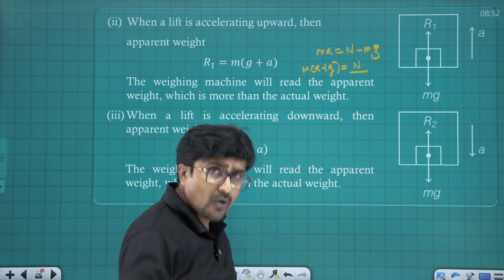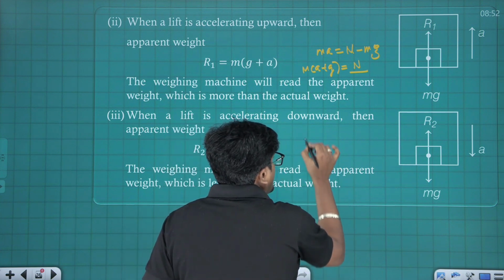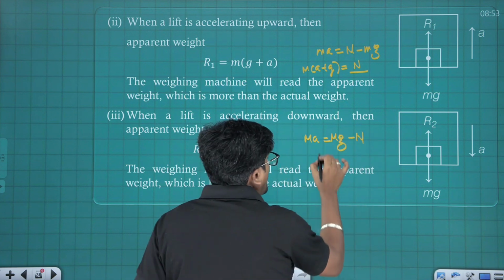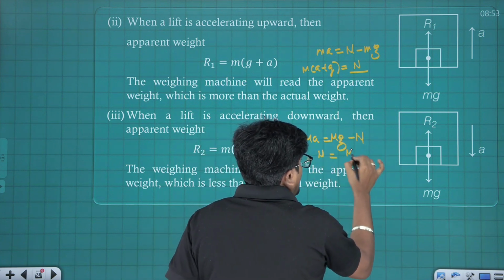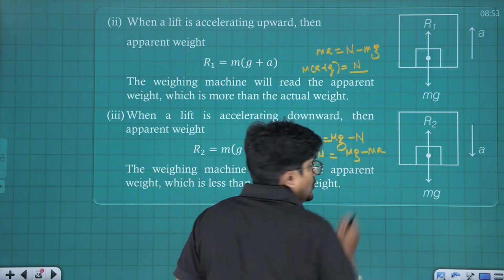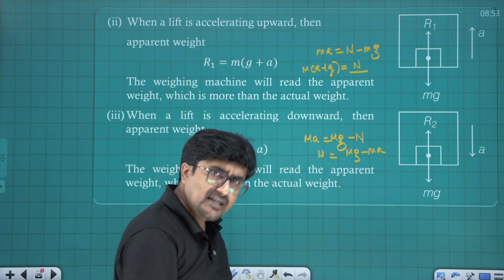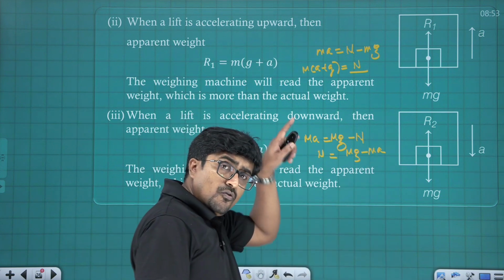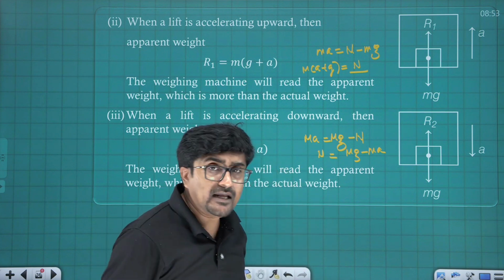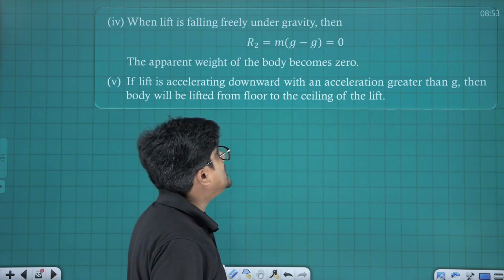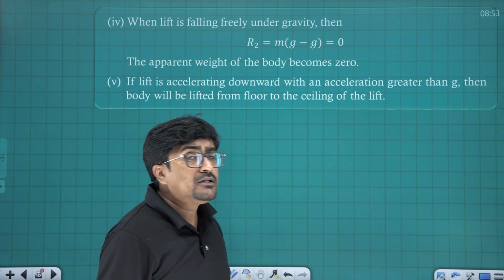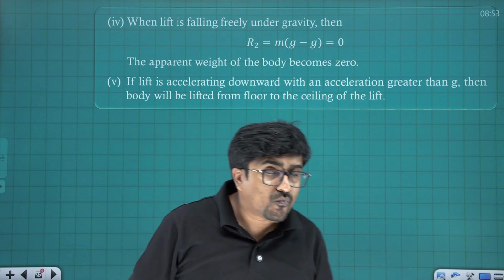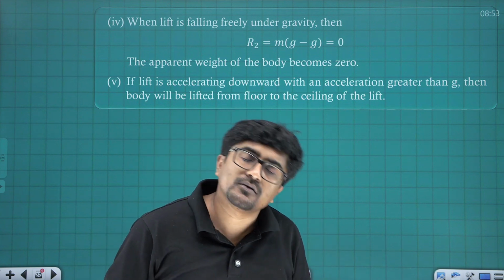And if the lift is coming down with an acceleration of a, then I may have the equation as m into a downward, that is m into g downward minus normal reaction upward. Here normal reaction is going to be N equals m into g minus m into a. That means here the weight is decreasing. Normal reaction is decreasing, which means weight is decreasing. And if this lift is allowed to fall freely, in that case a is going to be g. In that condition, the normal reaction is going to be 0, and that condition is known as the weightless condition. So weight from a measuring device means normal reaction.